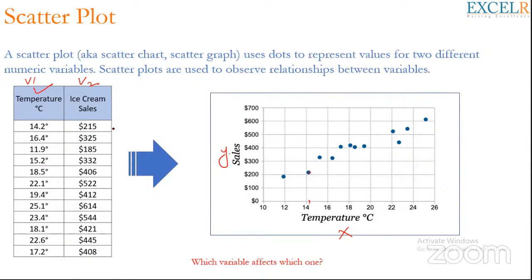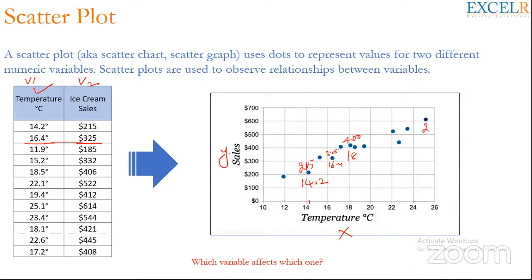On the y-axis we have the ice cream sales. How much is it? 215, and the temperature is 14.2. So this is the data point. Now let me mark some other data points. For example, around 18 is the temperature and the sales are around 400. And this one is 16.4, with sales of 325. So that means this is the data point you can see here, this one, and here.